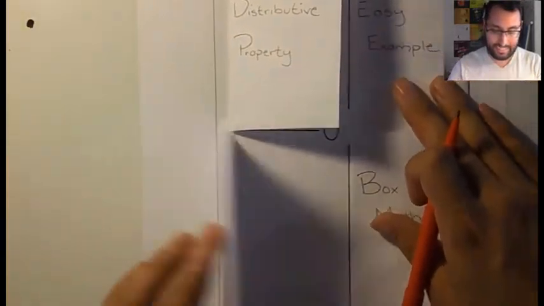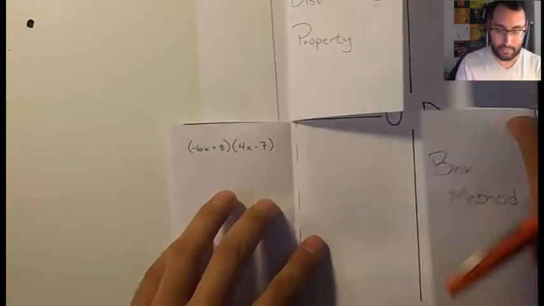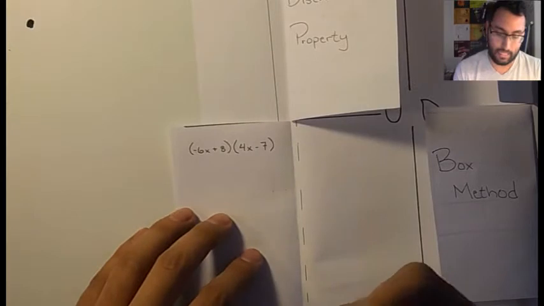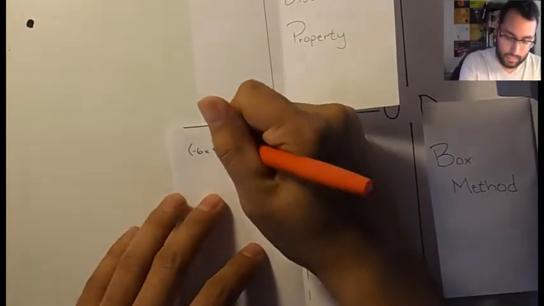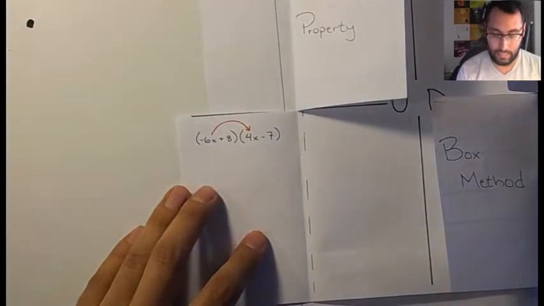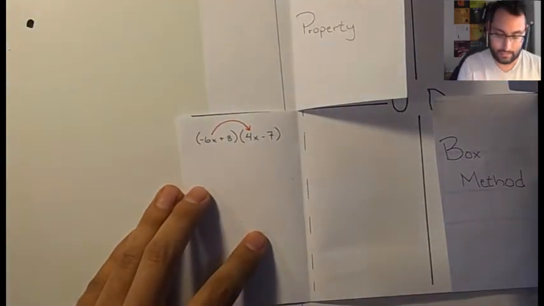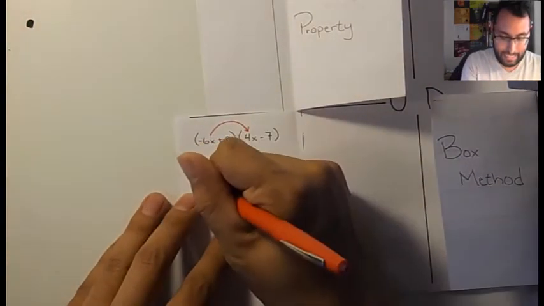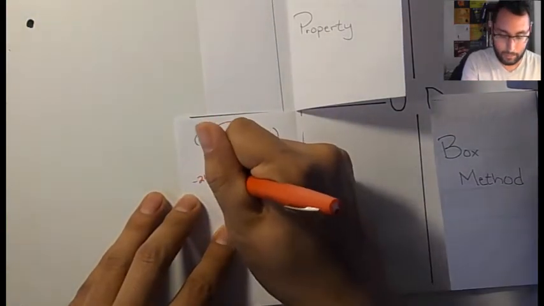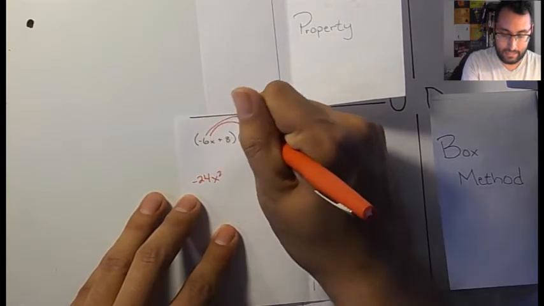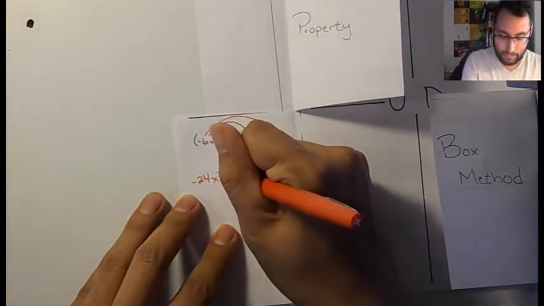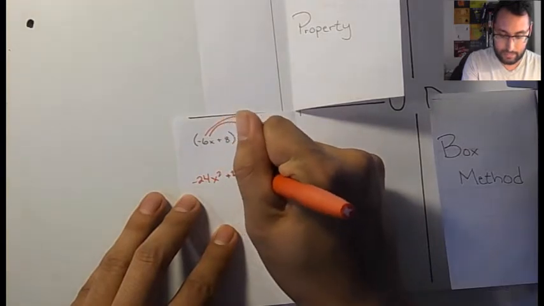Right over here, this is the hard example, so this is the bottom left. It's pretty much the same thing, it's just we have a little bit bigger numbers and then we have some minus signs, so that may be a little bit harder. So we have negative 6x multiplied with positive 4x. This becomes negative 24x squared. Negative 6x times negative 7, negative times a negative is a positive, and this is positive 42x.